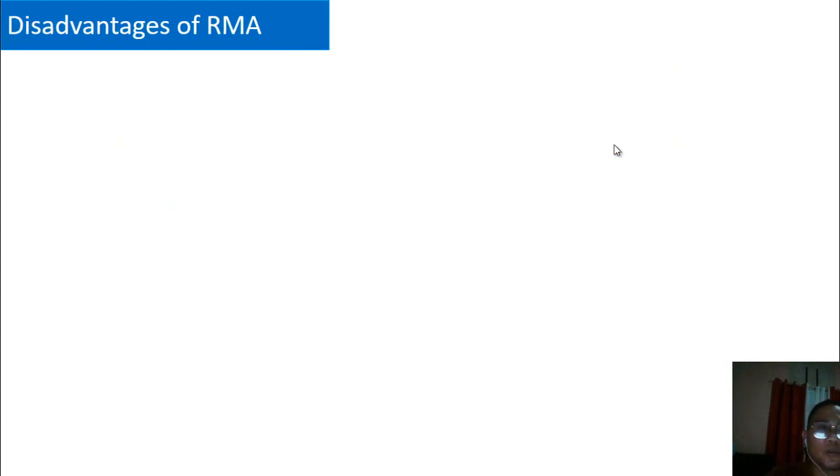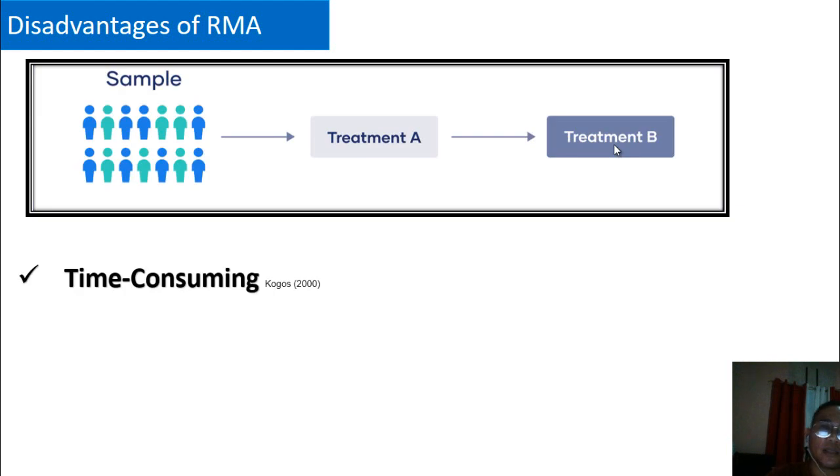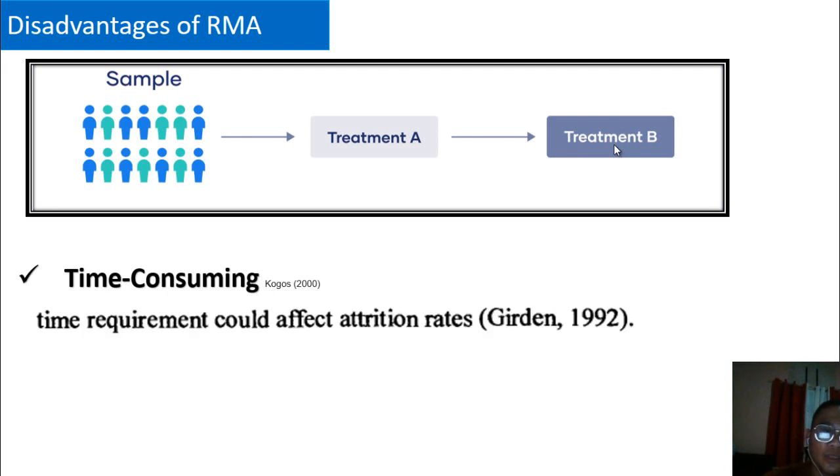Disadvantages, of course. There are also disadvantages of repeated measures ANOVA. The first one, it is time-consuming. Kapoy, nakakaubos ng energy. Why? Because it takes time until you will end. And because of the time element, time requirement could affect attrition rates. Baka marami nang hindi mag-continue sa iyong experiment.